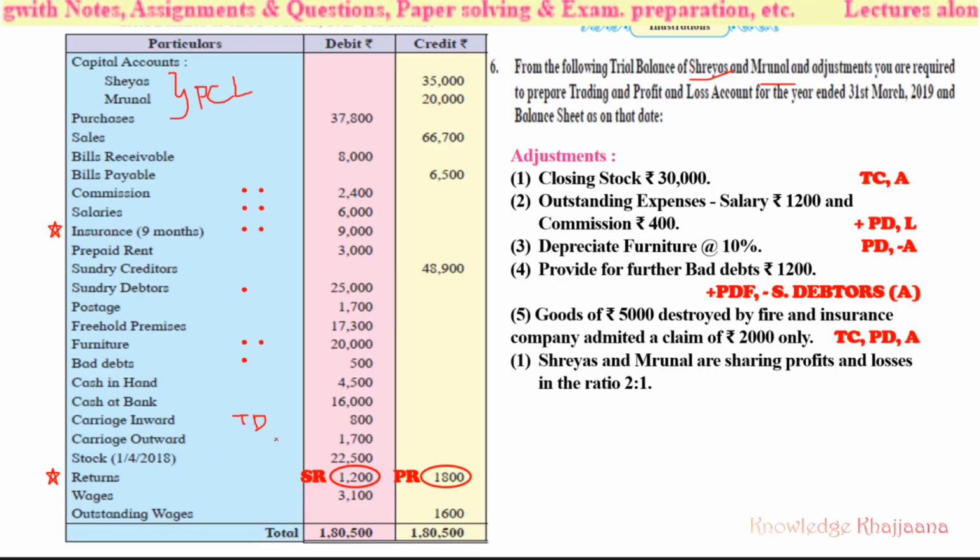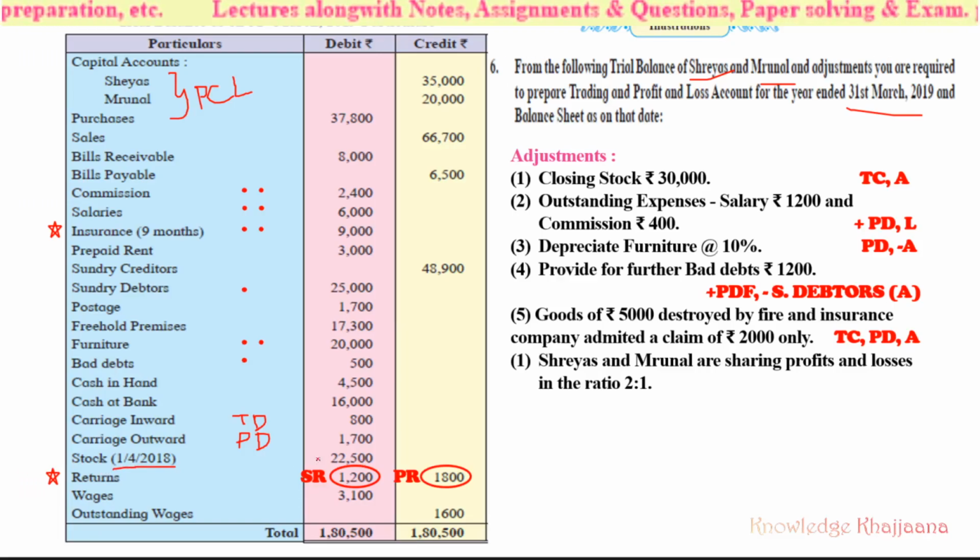Carriage outward, profit and loss account debit side, because carriage paid while sending the material outside. That's why it will go to the profit and loss account debit side. Stock, see, the closing date of the book is 31st March 2019. The stock given on 1st April 2018 is opening stock. So trading account debit side.